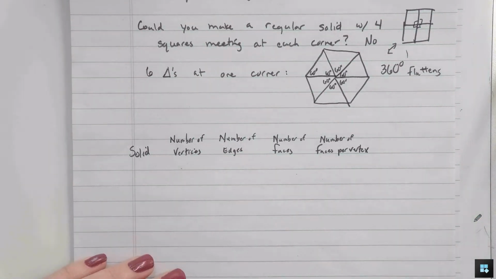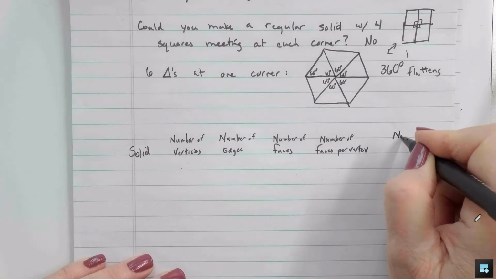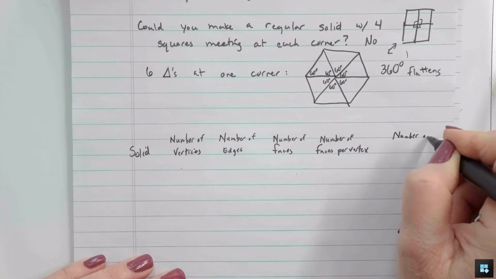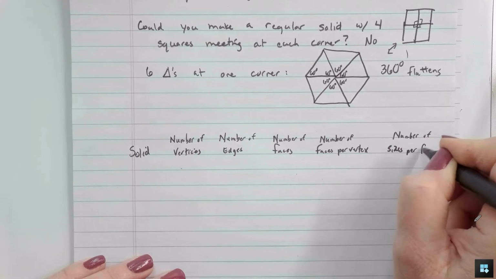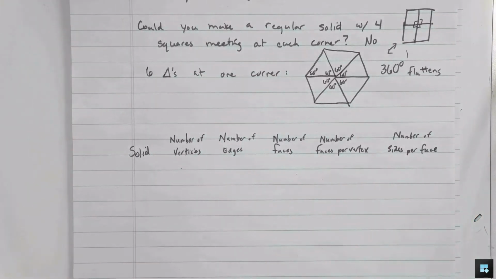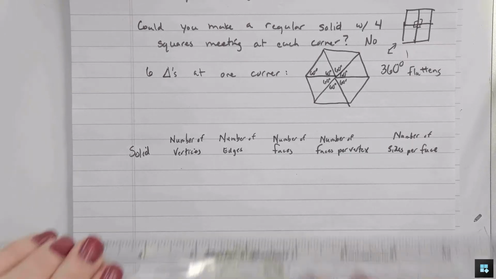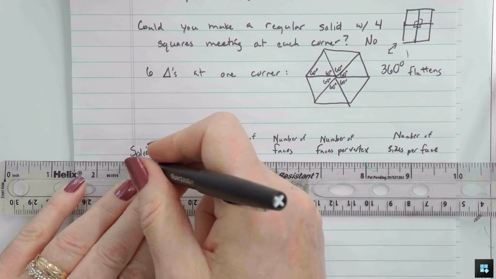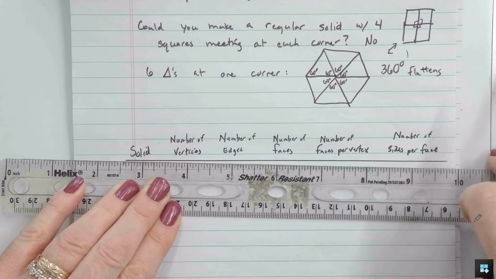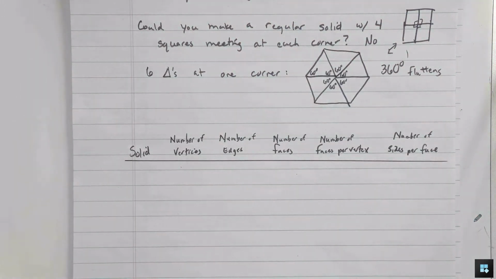The number of sides per face. So quantifying is a way to examine and to watch for patterns. So that's what we're going to do. We're going to examine each solid, count off the number of vertices, number of edges, number of faces per vertex, and the number of sides per face.